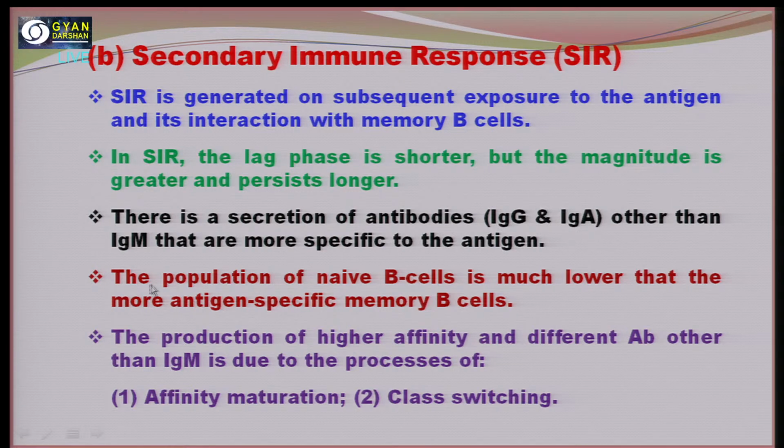In the secondary immune response, IgM production is very low, whereas IgG and IgA production is very large. The population of naive B cells is much lower compared to the more antigen-specific memory B cells. The production of high-affinity antibodies other than IgM is due to the processes of affinity maturation and class switching. So it is another very important process. They have higher affinity and are different antibodies other than IgM. So this is the secondary immune response.